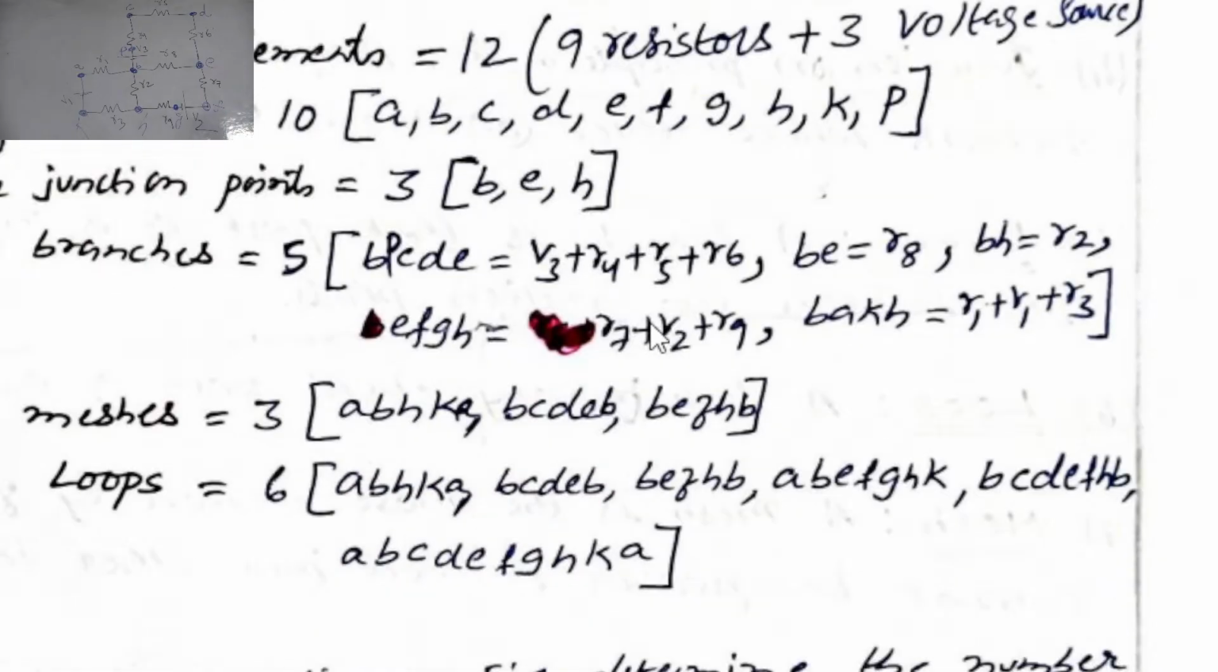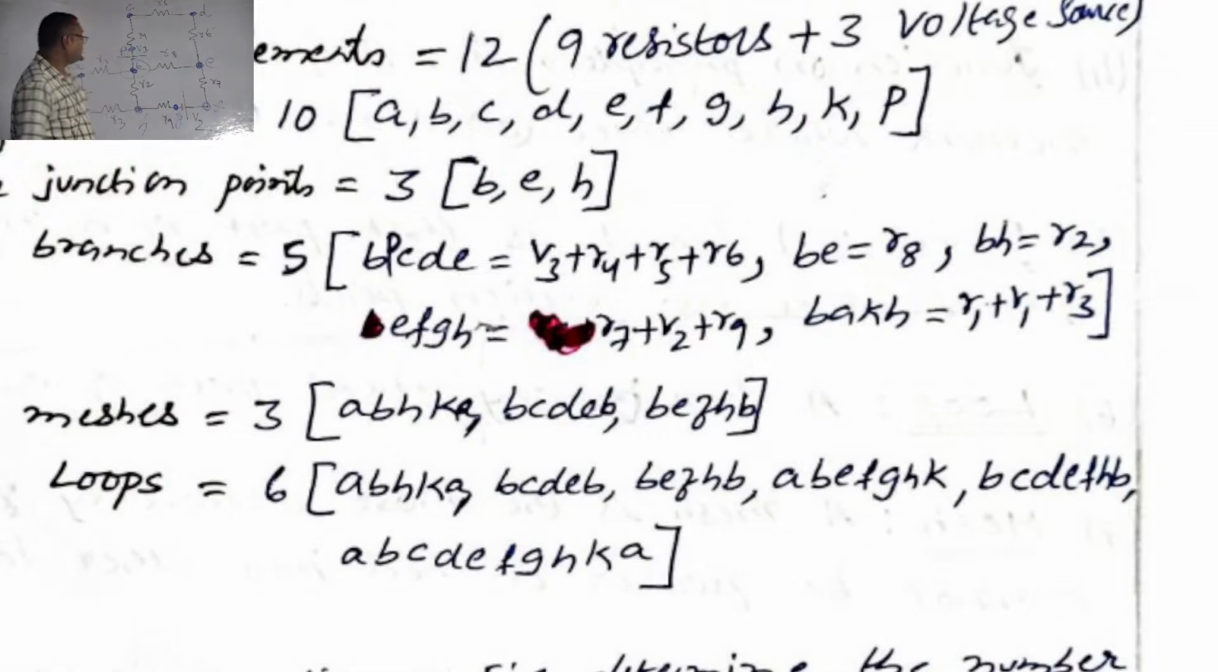Number of junction points: 3. Anyone answer? What is a junction? Minimum 3 elements. So what are the 3 elements here? The answer is B. 4 elements are joined. For B, how many elements are joined? 4. What is a junction? Minimum 3. Yes, 4 are there. Satisfied or not? Satisfied. Next one.